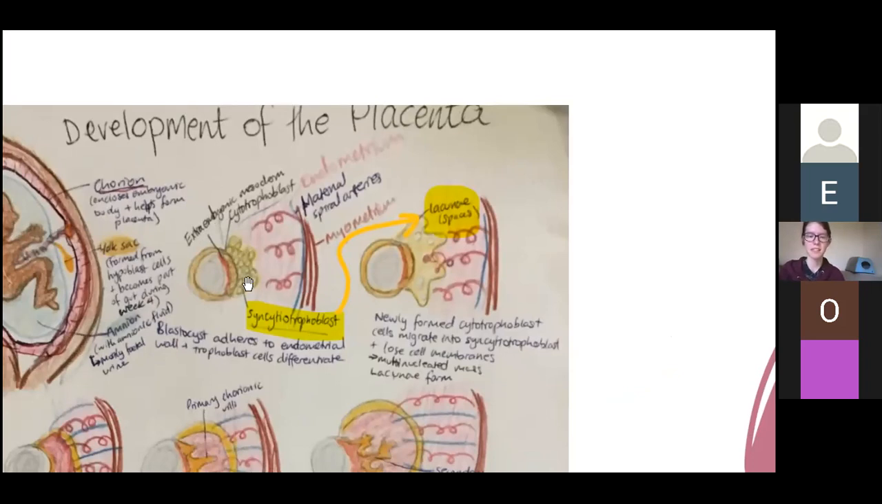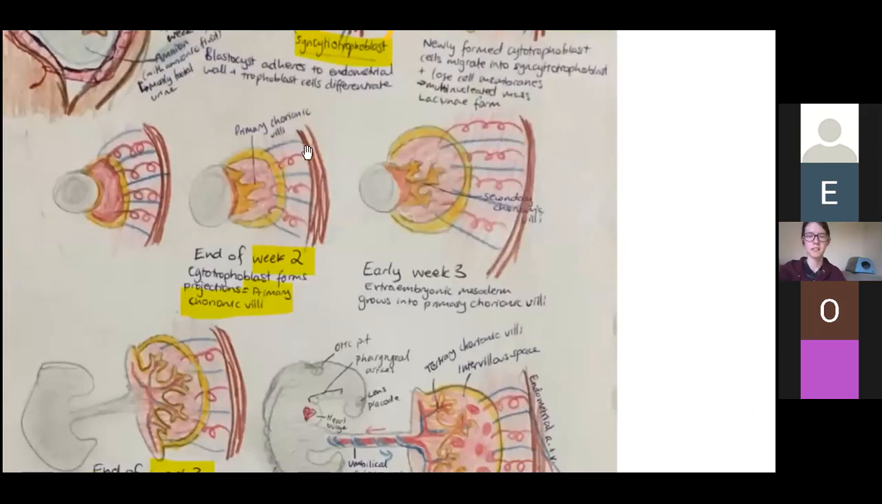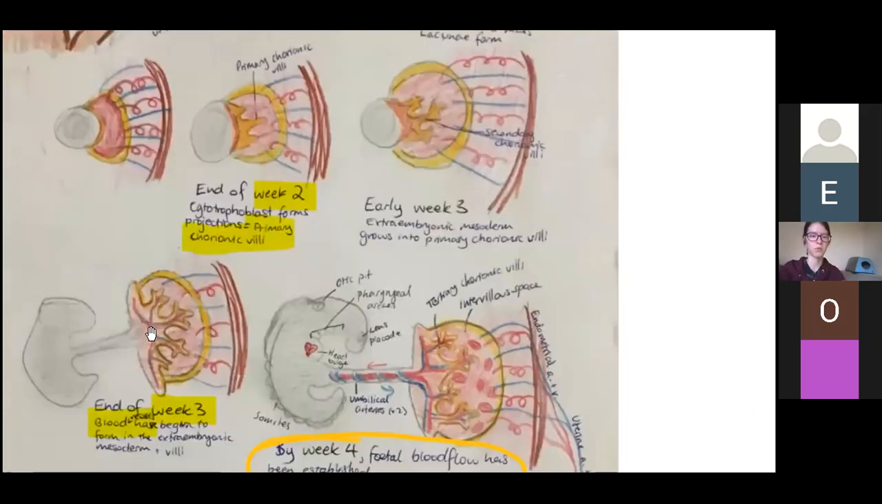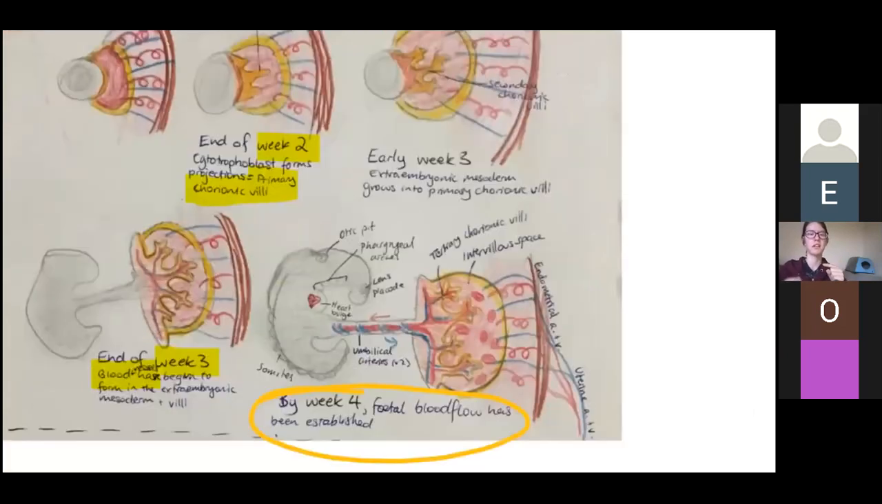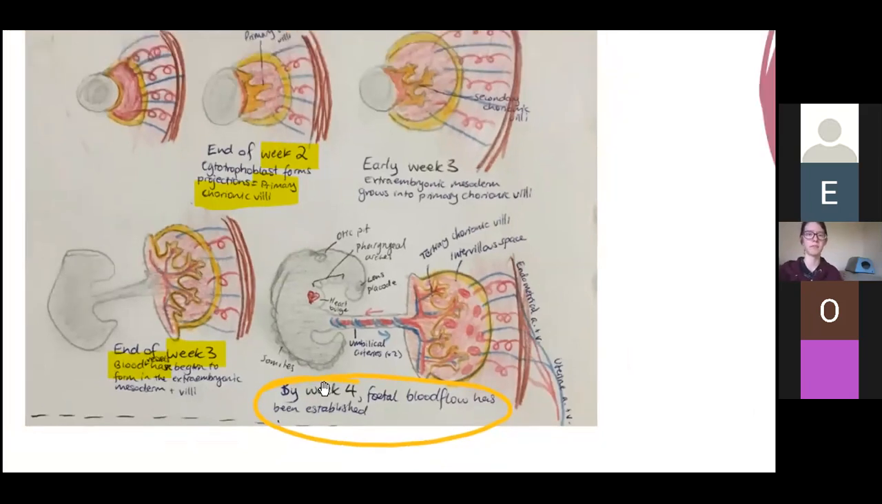Just know that the syncytiotrophoblast goes first, and then you've got the cytotrophoblast more on the inside. And so the mother's spiral arteries and whatever will grow into that syncytiotrophoblast on the outside, and then the baby, the fetus's blood will grow from the inside, from the cytotrophoblast, and then they sort of meet in that space. And by week 4, fetal blood flow has been established. So week 4, it should be ready.